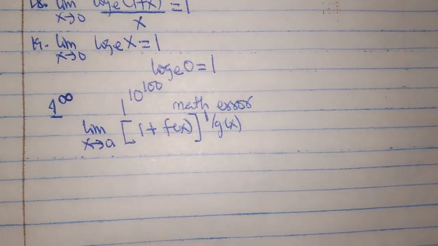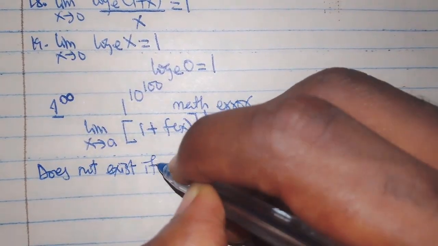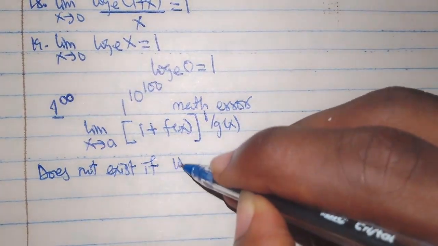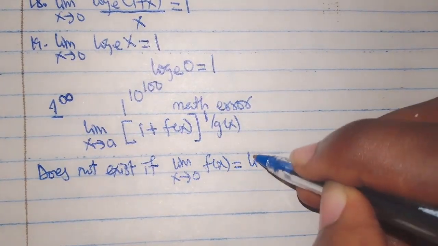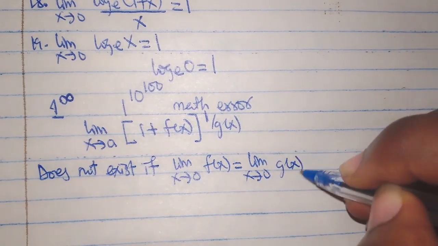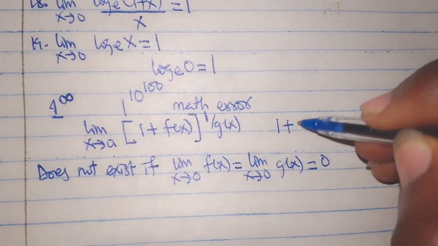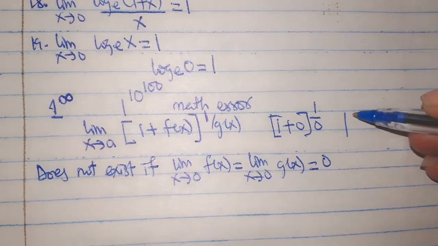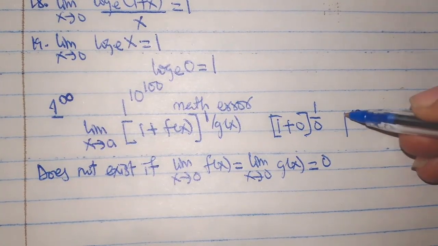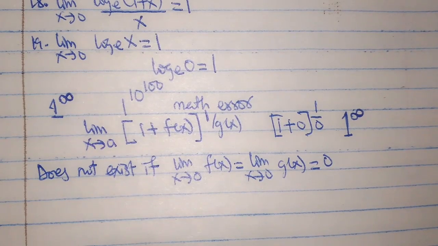So let me write this. This will not exist if limit as x approaches 0 of f of x is equal to limit as x approaches 0 of g of x, which is equal to 0. Now you can see if I put 0 here, I get 1 plus 0 all to the power 1 over 0, which is basically 1 to an exponent of infinity.